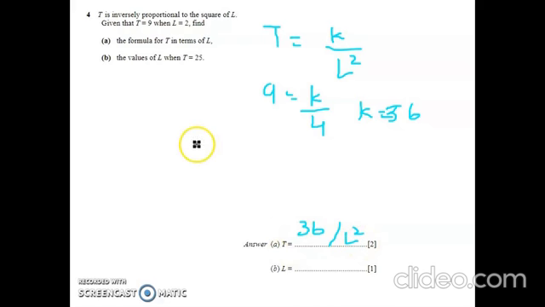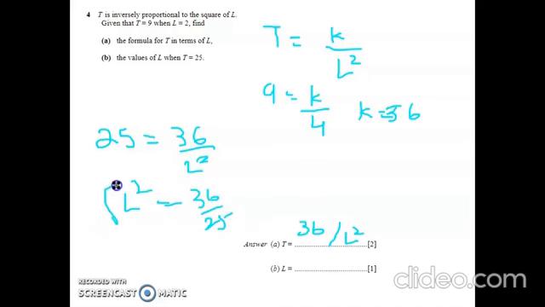The value of L when T is equal to 25. So 25 equals 36 upon L square. Let's take L square over there. 36 divided by 25. Again, see, it's saying values because of plus minus. So it will be plus minus 6 over 5, and that is 1.2. So plus minus 1.2.